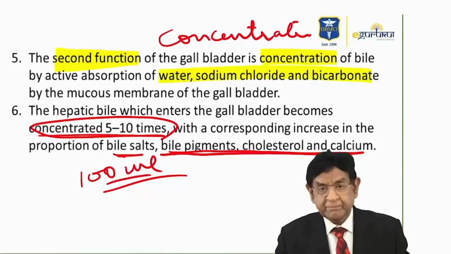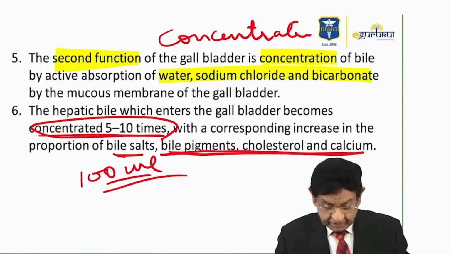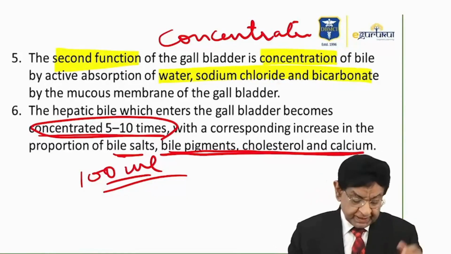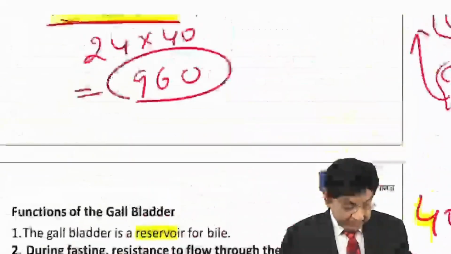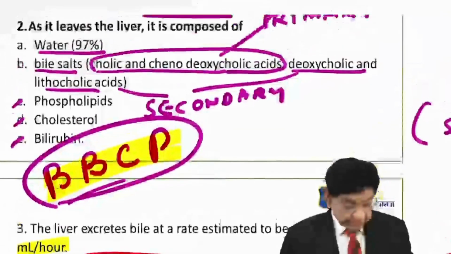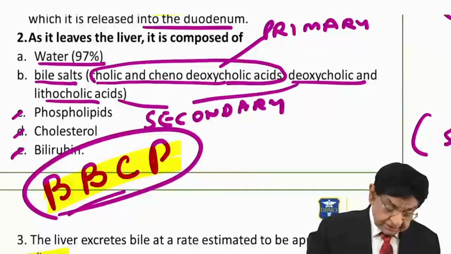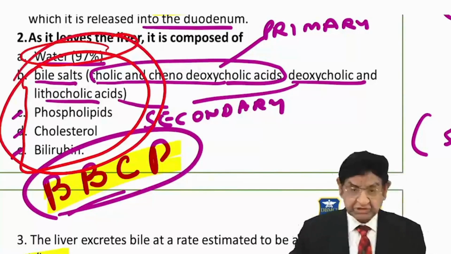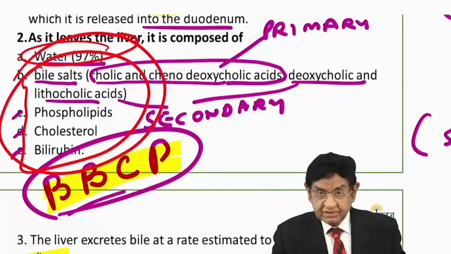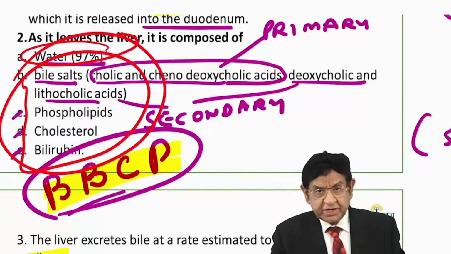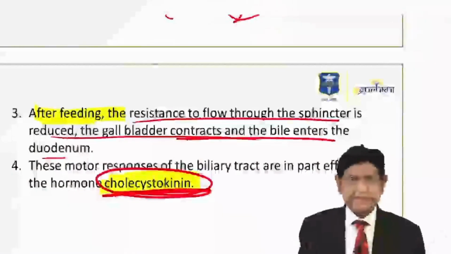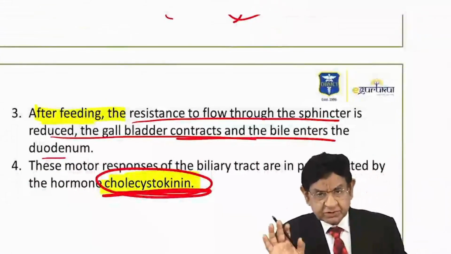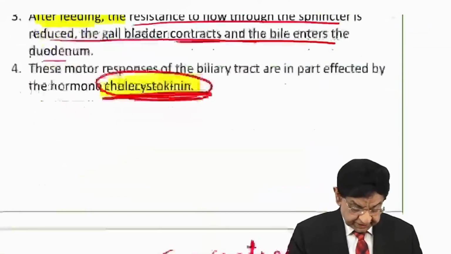Bile salt, bile pigment, which is bilirubin, cholesterol and calcium were the other components. Since water is getting reabsorbed, definitely these will increase in concentration. So now concentrated bile is there in the gallbladder. In a nutshell, the first function was storage, the second is concentration.